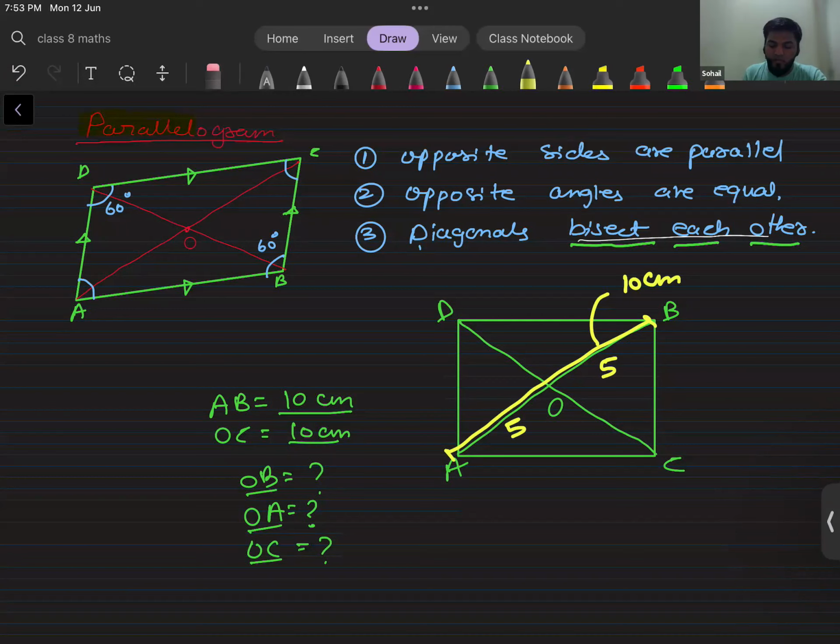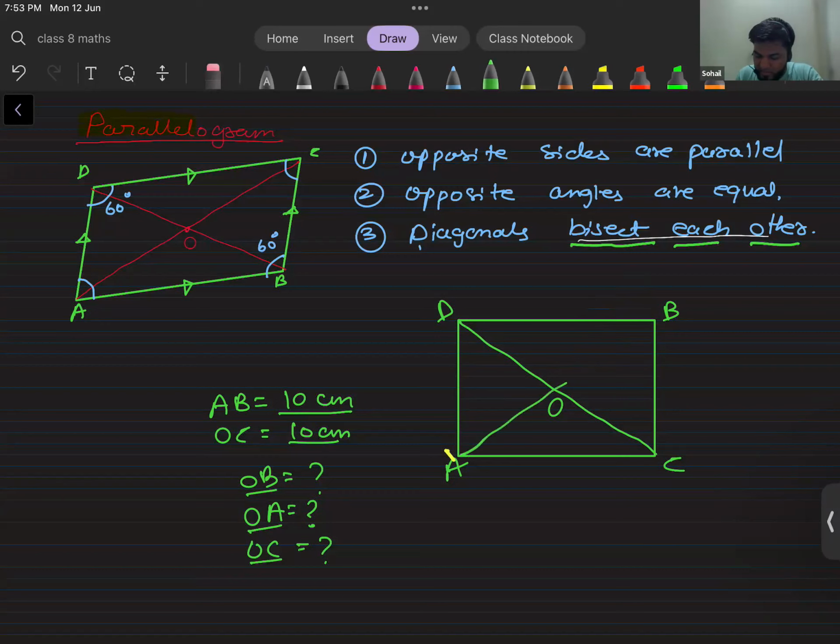Sir, can you repeat? I didn't get it. Yeah, let me repeat it. As I told you guys, in a parallelogram, the diagonals bisect each other into equal halves. And bisect basically means to divide into equal halves. So see here, this diagonal AB and CD, they are bisecting each other at point O.